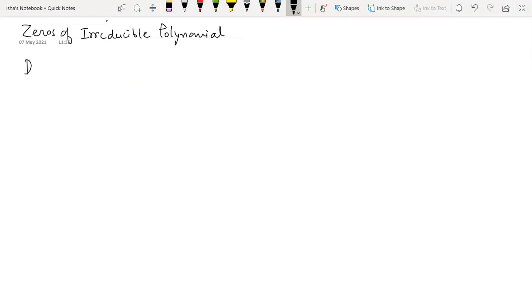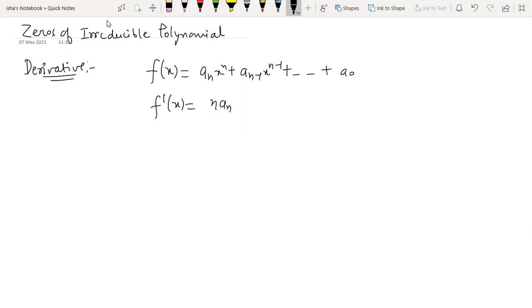So for that we need to know derivative. I'm not going to give you the definition of derivative. Everybody is already clear about the derivative. So since we are dealing with polynomials, if you have a polynomial f(x) = a_n x^n + a_{n-1} x^{n-1} + ... + a_0, then what is f dash x? It is n a_n x^{n-1} + (n-1) a_{n-1} x^{n-2} + ..., and the last term is going to be a_1. There will be no a naught, right? So that is f dash x.